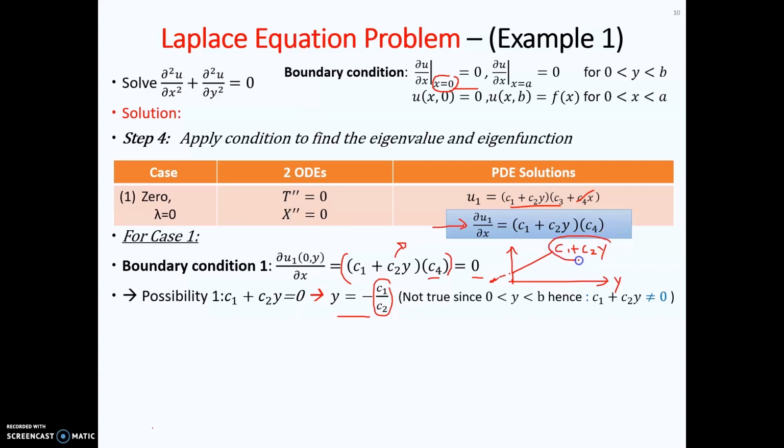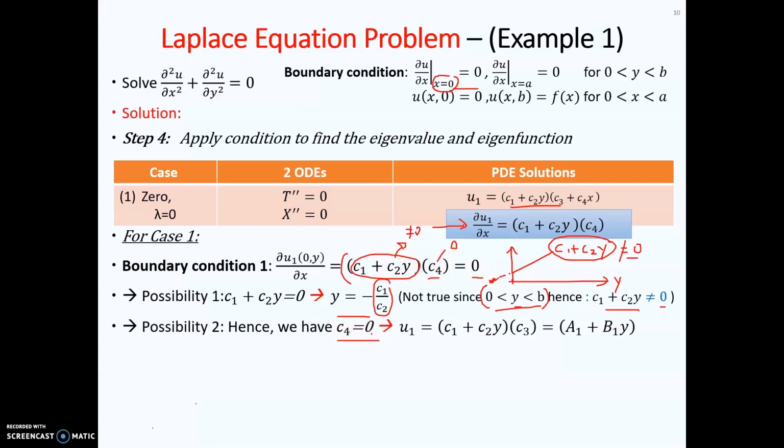However, your c1 plus c2y here must be equal to 0 for the y in a range from 0 to b. It's not just one point. Therefore, in this case, the c1 plus c2y cannot be equal to 0. In simple, c1 plus c2y here equal to 0 is only valid at one point. But in this case, since our y is in a range, therefore this is not valid. Since the c1 plus c2y here is not equal to 0, therefore the c4 here must be equal to 0, so that the multiplication of these two components will be equal to 0 here.